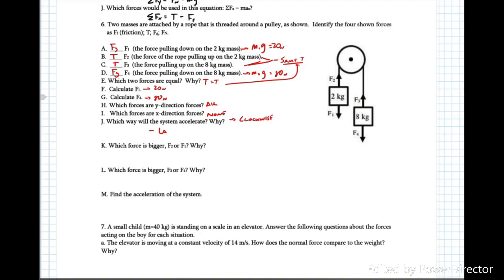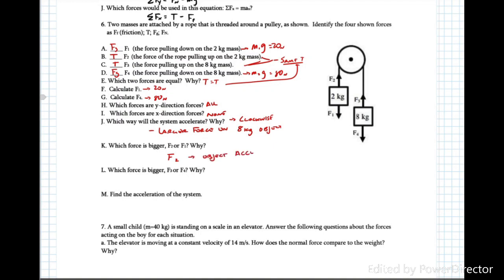Essentially, the 8 kilogram mass is going to go down because it has the larger force, and the 2 kilogram mass is going to go up. Larger force on the 8 kilogram, right? So it accelerates with the 8 kilogram object. If we look at the 2 kilogram mass, it's accelerating up. That tells me that force 2 on that mass is larger.